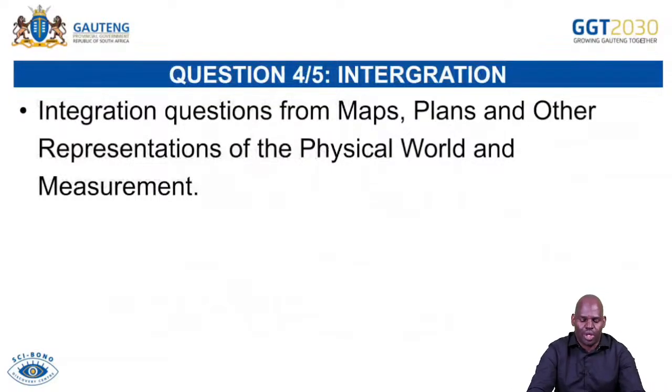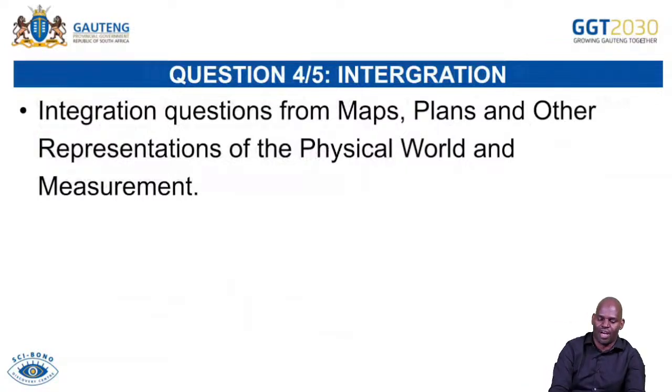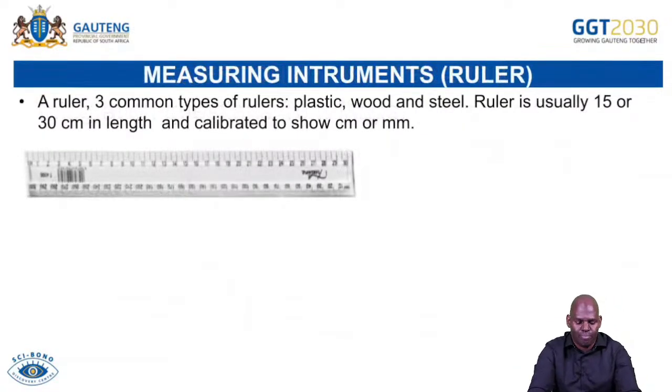Okay, and then of course we said question 4, that is where you're going to have an integration, or a combination of maps and plans together with the measurement. So you must expect question 4 and question 5. Okay, boys and girls, we spoke about the ruler. Please make sure that when you get into the examination, you've got a ruler. Remember, no borrowing will be allowed. So you must make sure that you've got your own ruler.